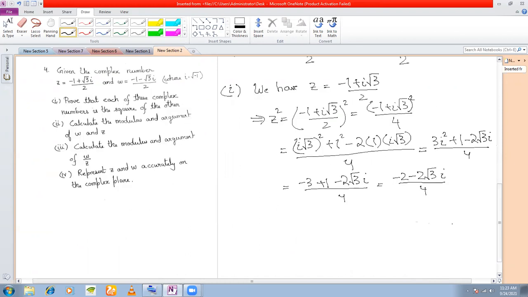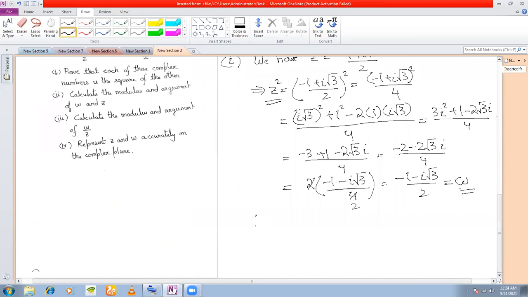You can take the factor 2 out in the numerator. So you'll get twice 1 minus i root 3 divided by 4. So now this will cancel here. So that now you get minus 1 minus i root 3 divided by 2, which is equal to omega. So you see that when we square z, we are getting omega. Similarly, you can proceed with omega also. You can do it on your own. Similarly, omega square is equal to z.